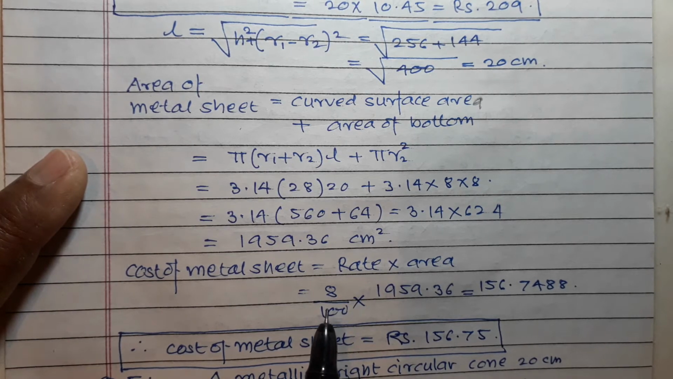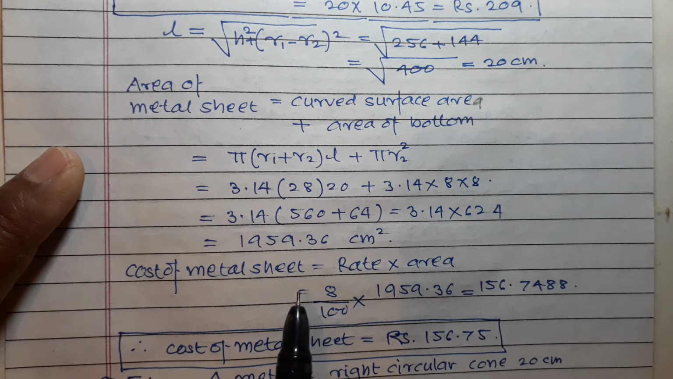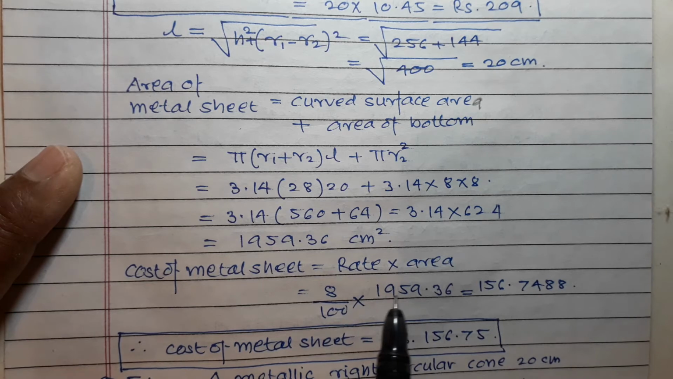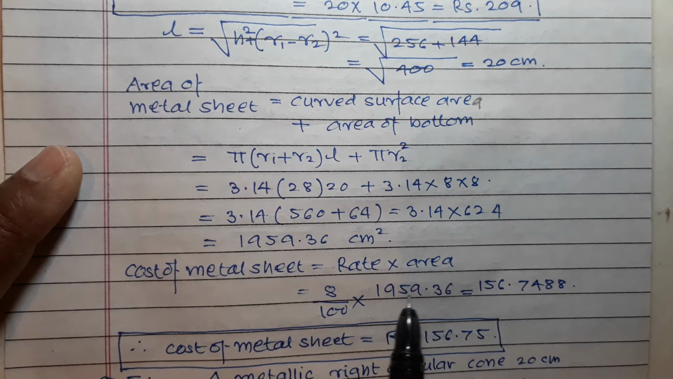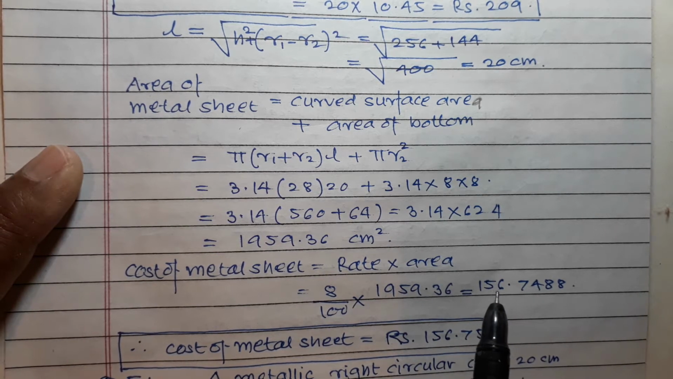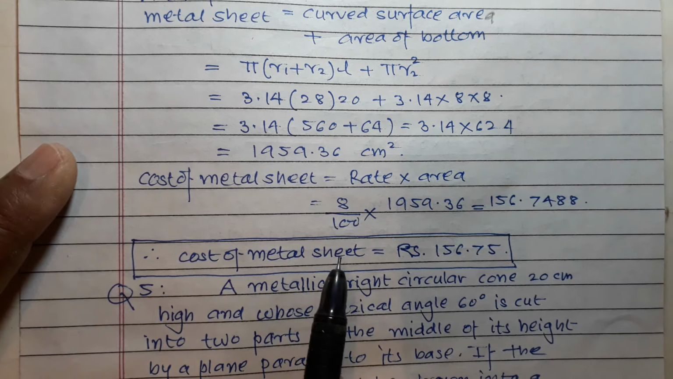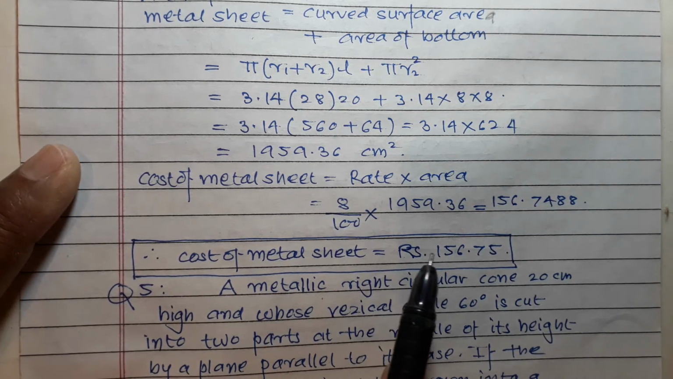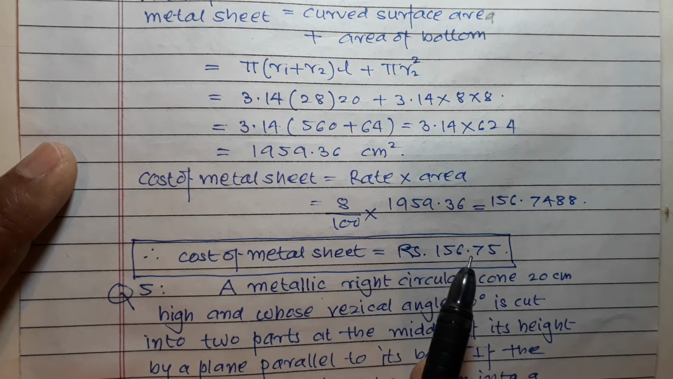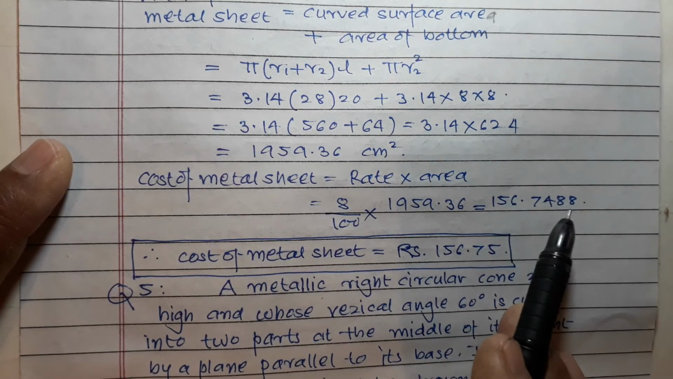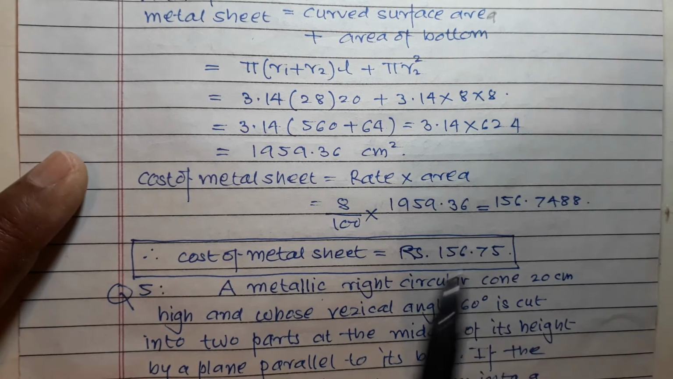That rate is given, 8 rupees per 100 cm square, and therefore it is equal to 8 upon 100 into 1959.36, which gives you 156.7488, and therefore cost of metal sheet is approximately 156.75 rupees.